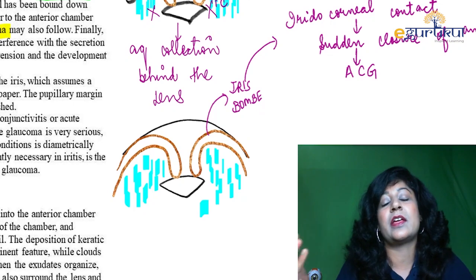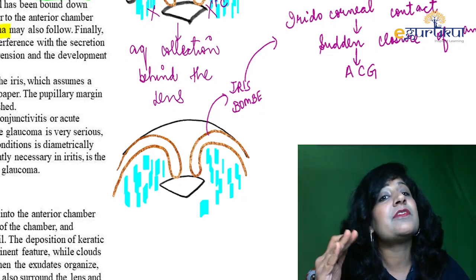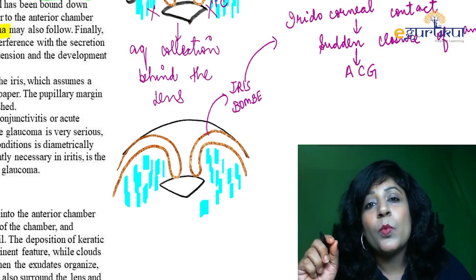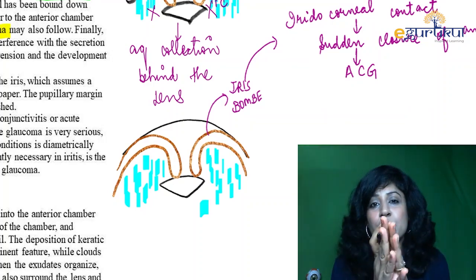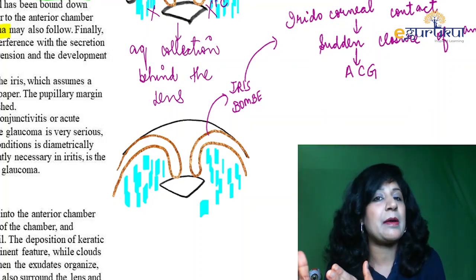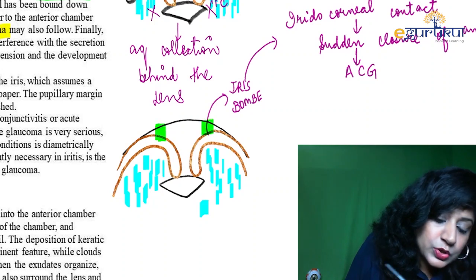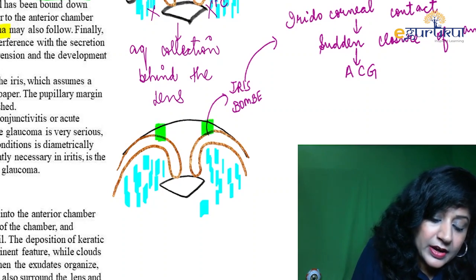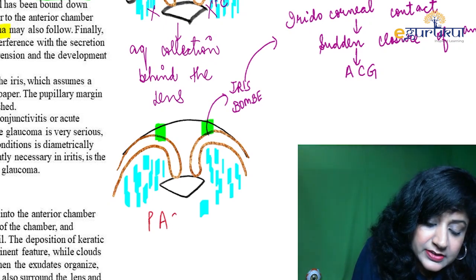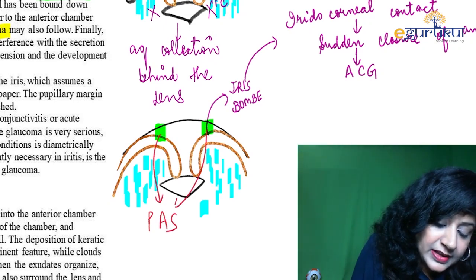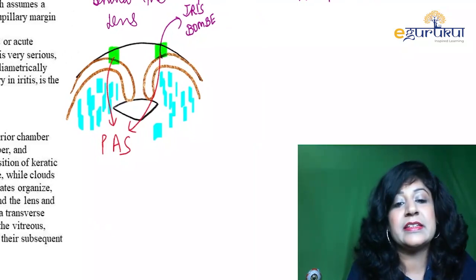So this is how they are talking about. Then we can have secondary glaucoma also. Now once we have got this iridocorneal contact, recurrent attacks are happening. Now we can have the synechiae here also. So synechiae here are called the peripheral anterior synechiae. These green ones are called the peripheral anterior synechiae.